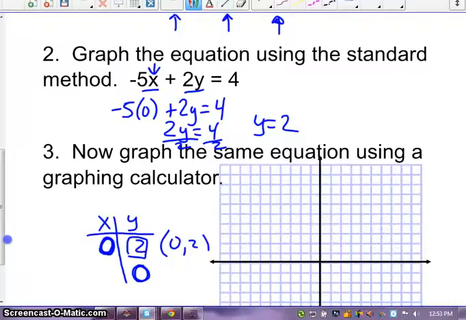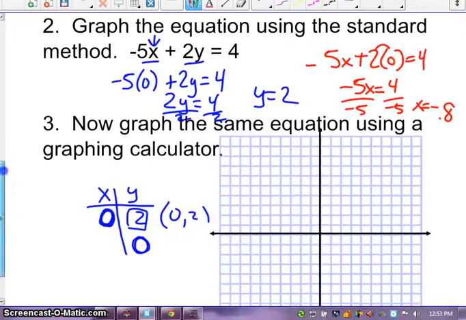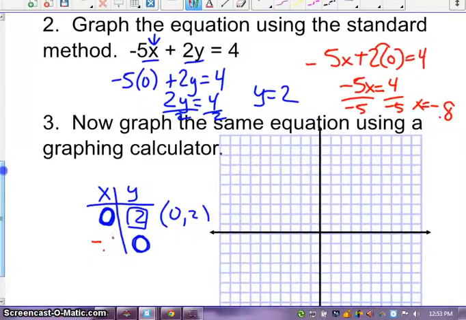Alright, then we're going to plug in y equals 0. So we have -5x plus 2 times 0 equals 4. Well, 2 times 0 is 0, so we are left with -5x equals 4. We divide by -5. So x is equal to about -0.8. Since we have a graph here, we're going to be estimating about where -0.8 is anyway. Alright, so this is -0.8.